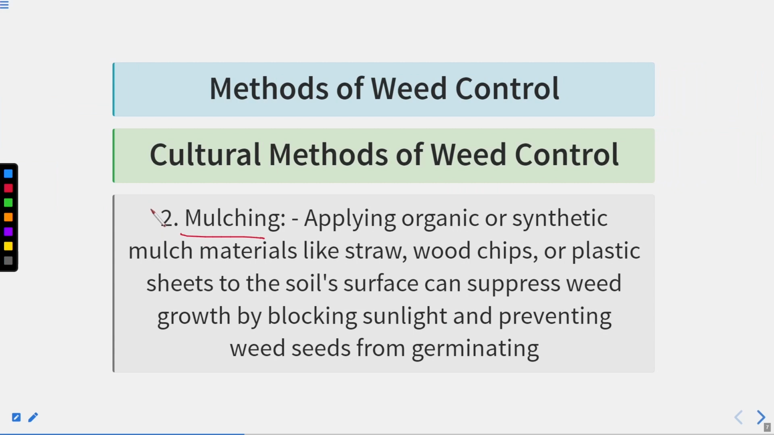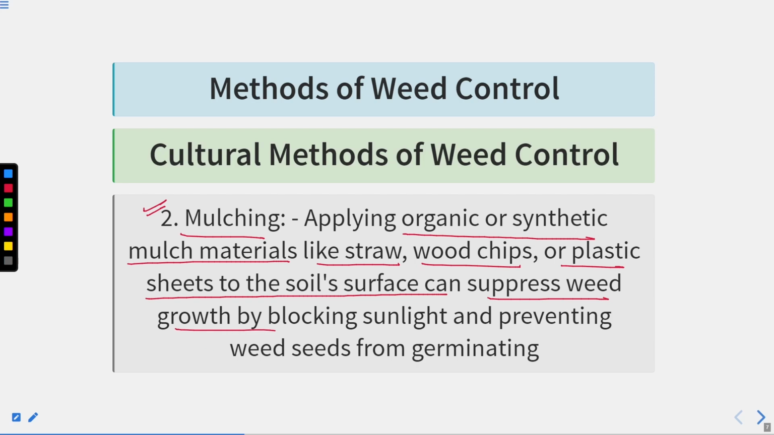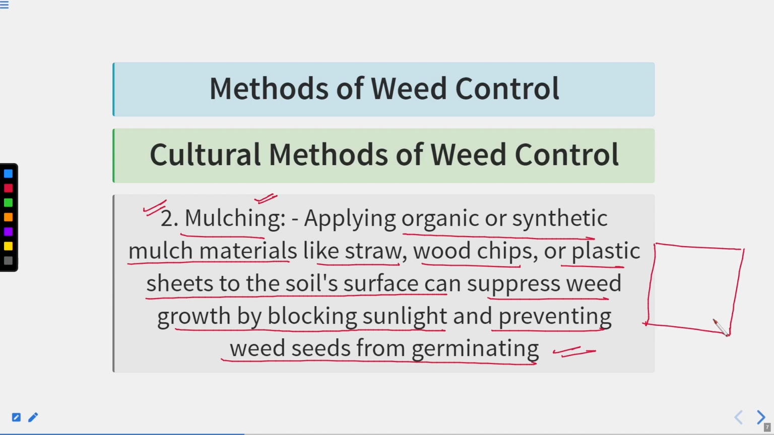Mulching. The second process is mulching. Applying organic or synthetic mulch material like straw, wood chips, or plastic sheet to the soil surface can suppress weed growth by blocking the sunlight and preventing weed seeds from germinating. Very, very important points. So sometimes what happens? We are preparing our cropland for growing a crop, and some weeds are there.